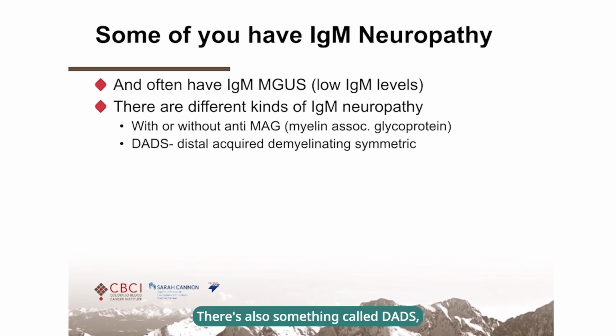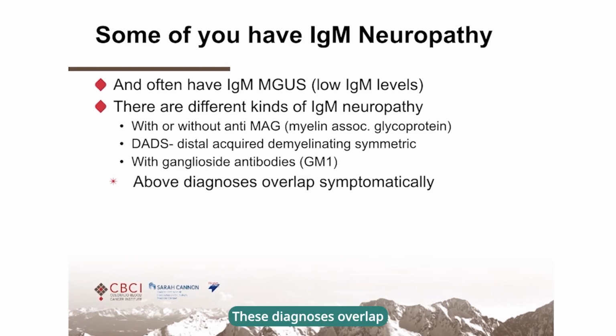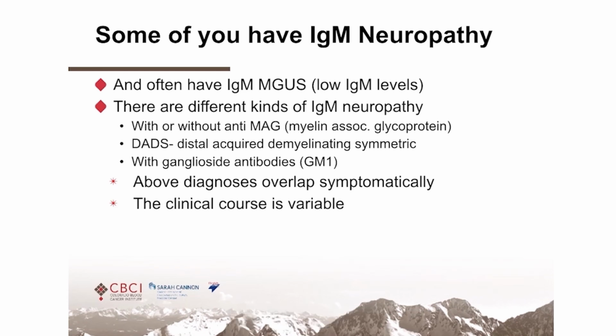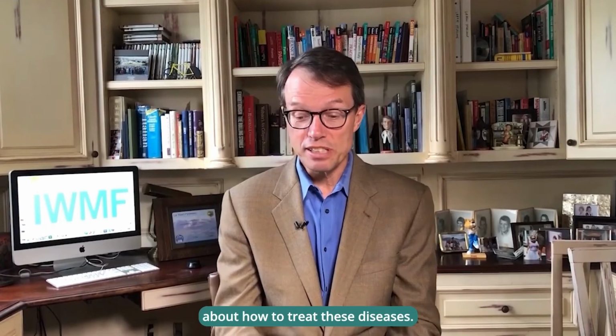There's also something called DADS, distal acquired demyelinating syndrome, and you can also see neuropathies associated with a protein called GM1. These diagnoses overlap a lot symptomatically, so they're extremely difficult to tell apart, even by experienced neurologists sometimes. Furthermore, the clinical course is quite variable. The neuropathy can be debilitating over years, and the treatment is only variably effective, and there's not unanimity in our community about how to treat these diseases.